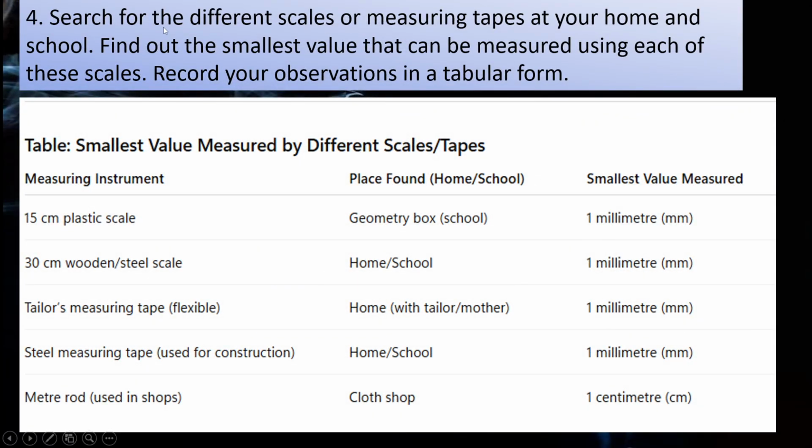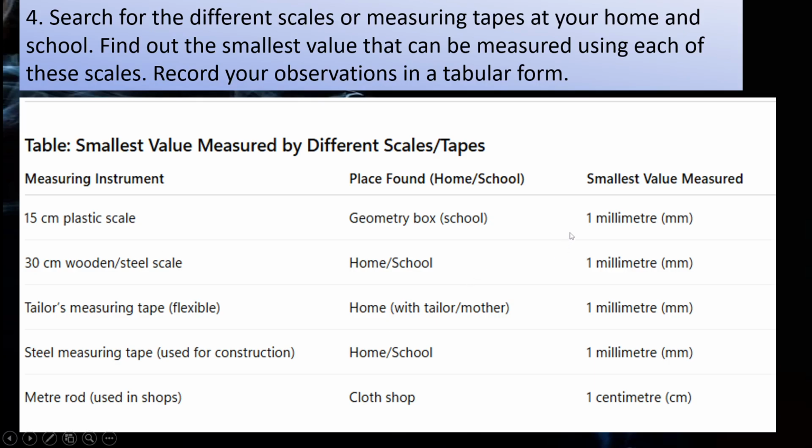Fourth, search for different scales and measuring tapes at your home and school. Find out the smallest value that can be measured using each of these scales. Record your observations in tabular form. Table: smallest value measured by different scales or tapes. Measuring instruments: 15 centimeter plastic scale, geometry box, school.